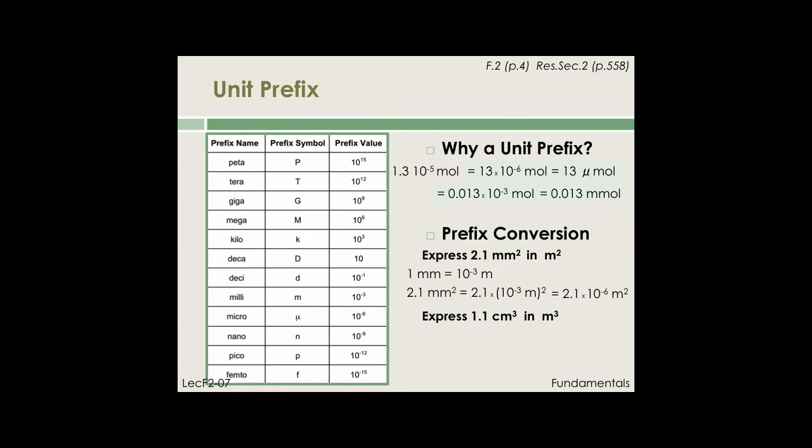Now, let's express the volume, 1.1 cubic centimeter, in the SI unit of cubic meter. We start by writing 1 centimeter is equal to 10^-2 meter. So 1.1 cubic centimeter is equal to 1.1 × (10^-2 meter)^3, which is equal to 1.1 × 10^-6 cubic meters.